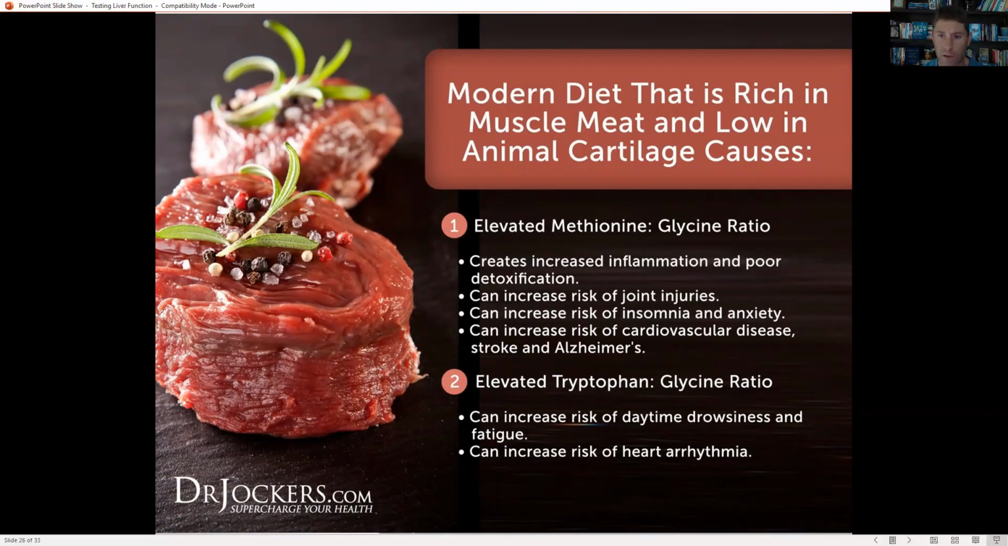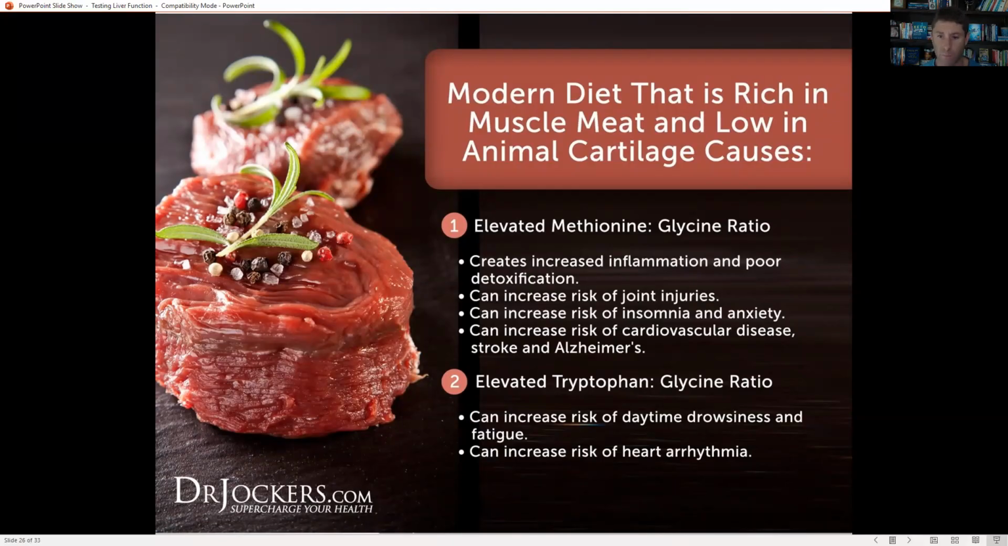And so this is causing an imbalance between methionine and glycine, as well as tryptophan and glycine. The major amino acids we're getting in the muscle meat are methionine and tryptophan. And if we're eating too much of those, we need them for sure. We talked about methionine, super important for phase 2 liver with sulfation, but we don't want too much methionine compared to glycine. That can create more inflammation and poor detoxification, and can increase your risk of joint injuries, insomnia and anxiety, cardiovascular disease, stroke, and Alzheimer's. So obviously we want to balance it with the glycine.